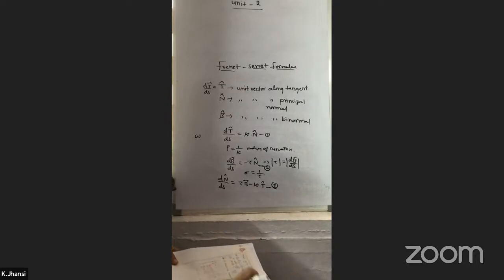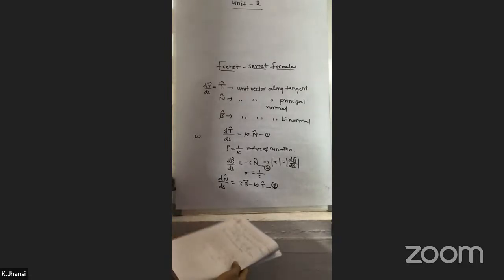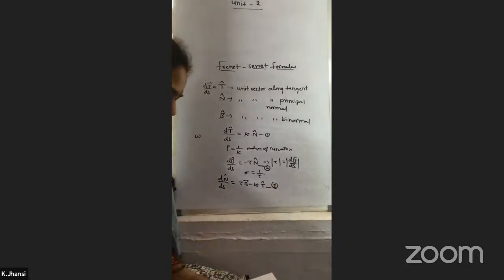So the three equations are also a combination of dB by ds, dN by ds, and also dT by ds. Okay. So that is defined with the help of the omega. That is also another form of the Frenet-Serret formula. Okay. You see that from your textbook. On this also you have one example problem.